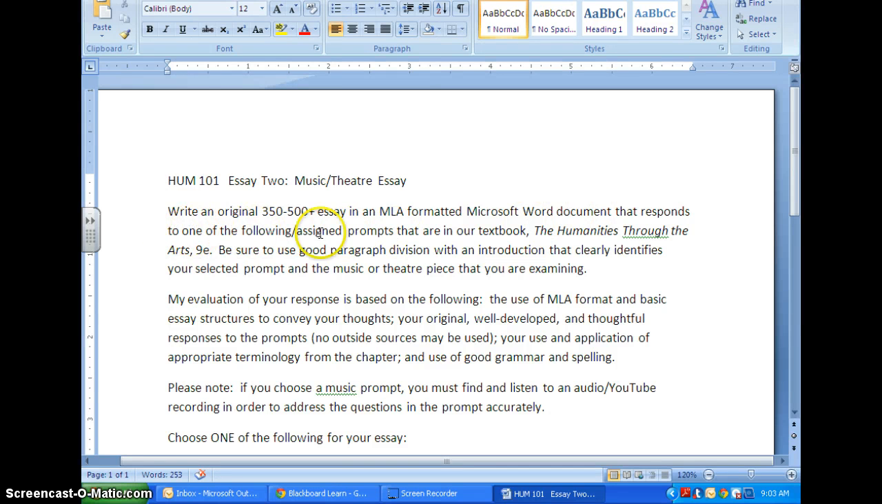You have to respond to one of the prompts that I have below. They're taken from our textbook, which you know by now, you can't do the class without the textbook. Everything kind of comes from that, our artwork, all of our assignments pretty much.